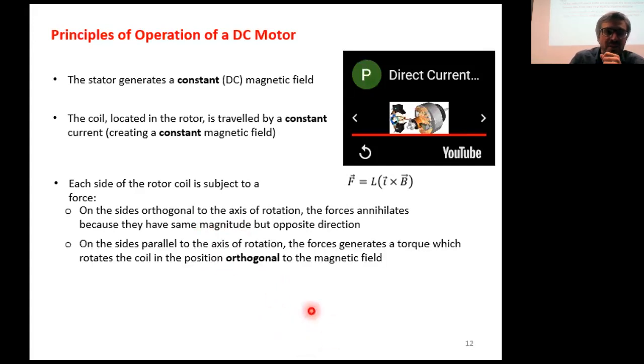While the forces that are generated because of Lorentz law on the sides of the coil that are parallel to the axis of rotation, they will generate two forces, one in this direction, the one in the other direction, that will create a torque that will make the coil rotate. But these two forces, when the coil is completely flat, will be creating no torque anymore. So the trick of a DC motor is to reverse the current and allow to create again forces that continue the motion.